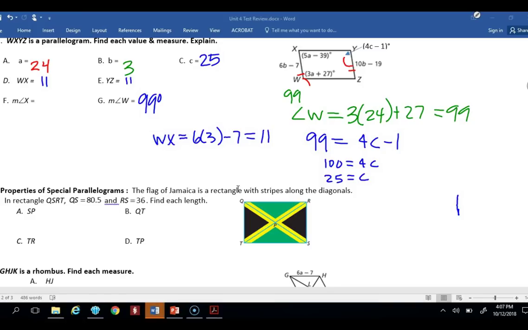But then the measure of angle X, we have 5a minus 39. So the measure of angle X equals 5 times 24 minus 39. That equals 81. And the way we can check that is that 81 plus 99 equals 180. And so we know that those angles are supplementary because when we add them together, they equal 180.